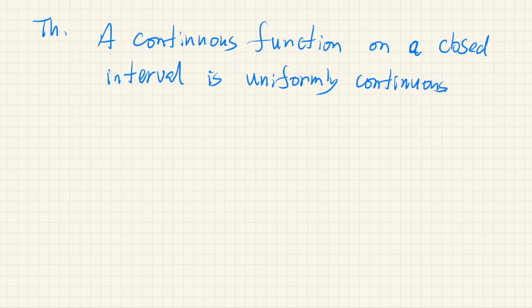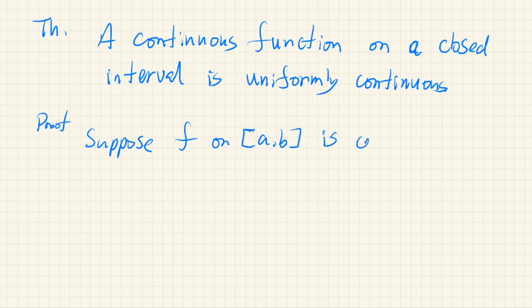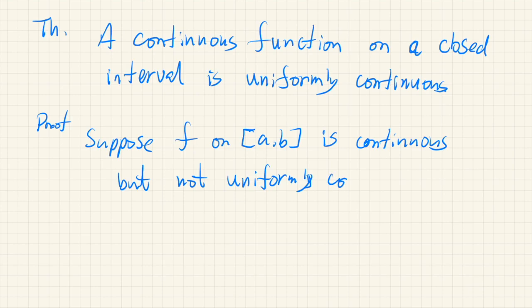So let's prove it. We prove this by contradiction. Suppose we have a function f of x defined on a closed interval between a and b that is continuous, but not uniformly continuous. Then somehow we derive some contradiction.